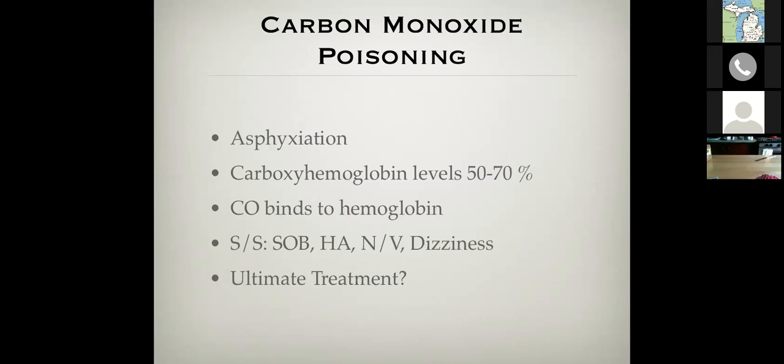Some of the main signs and symptoms that we see with carbon monoxide poisoning are going to be shortness of breath and headache. Those are going to be your major ones that we see right out of the chute when we take care of our patients. Later on down the road, once the CO continues to build up in the body, we'll begin to see some nausea and vomiting, as well as dizziness. This is because the body is starting to become hypoxic and starving for oxygen.